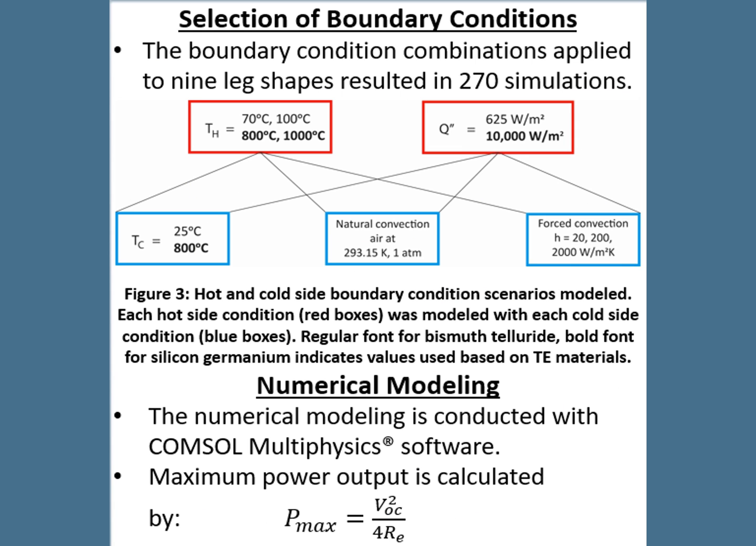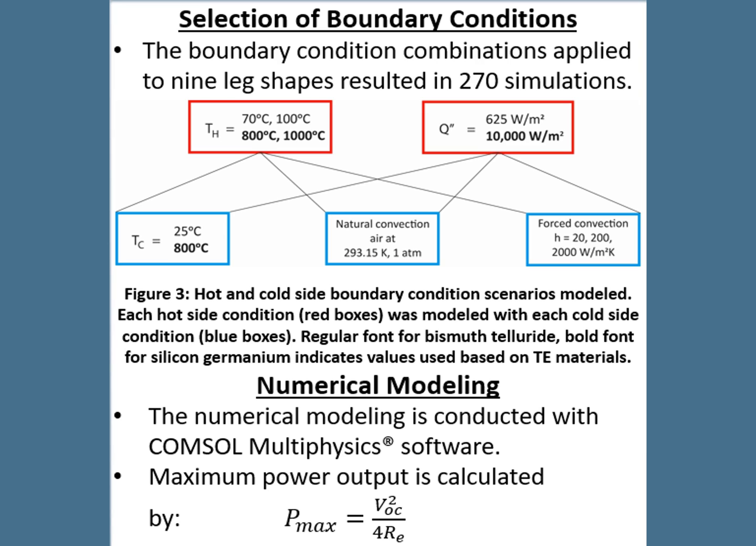The boundary condition combinations applied to 9 leg shapes resulted in 270 simulations. The specific hot side boundary conditions were selected based on the temperature range in which each thermoelectric material's figure of merit is the highest. The numerical modeling is conducted with COMSOL Multiphysics software.